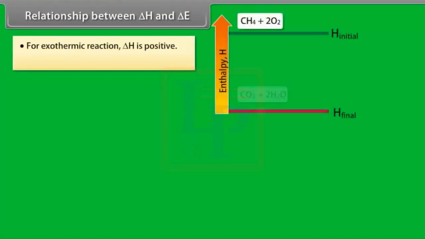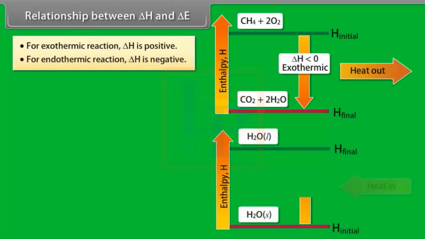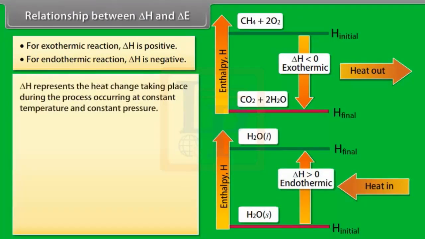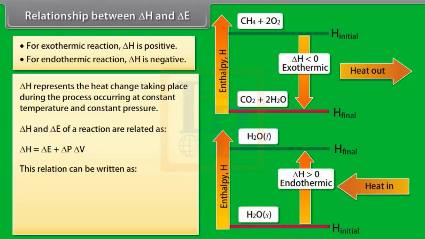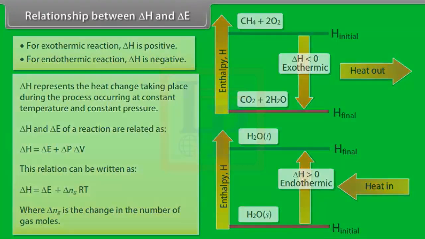For exothermic reaction, delta H is positive. For endothermic reaction, delta H is negative. Delta H represents the heat change taking place during the process occurring at constant temperature and constant pressure. Delta H and delta E of a reaction are related as delta H equals delta E plus delta P delta V. This relation can be written as delta H equals delta E plus delta Ng RT, where delta Ng is the change in the number of gas moles.